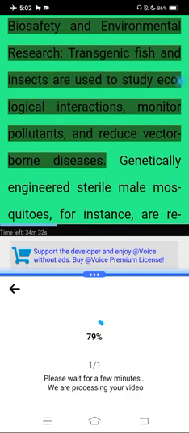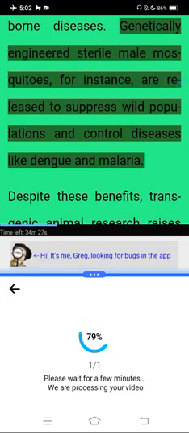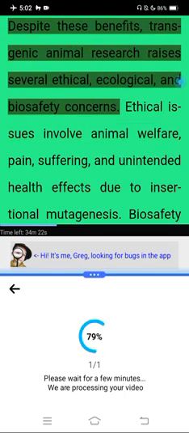pollution. Biosafety and environmental research. Transgenic fish and insects are used to study ecological interactions, monitor pollutants, and reduce vector-borne diseases. Genetically engineered sterile male mosquitoes, for instance, are released to suppress wild populations and control diseases like dengue and malaria. Despite these benefits, transgenic animal research raises several ethical, ecological, and biosafety concerns.